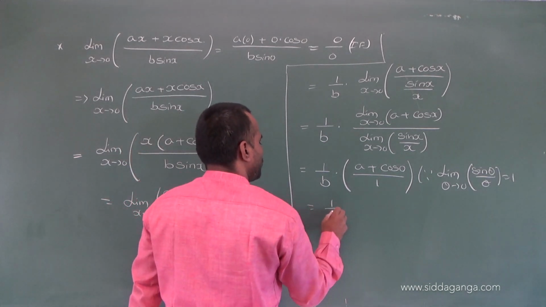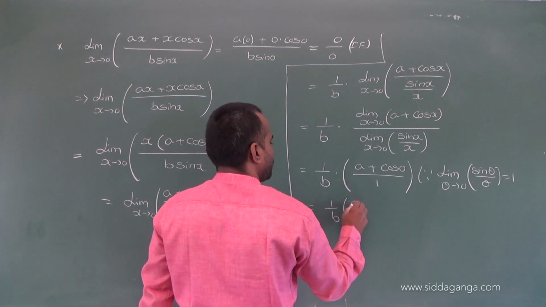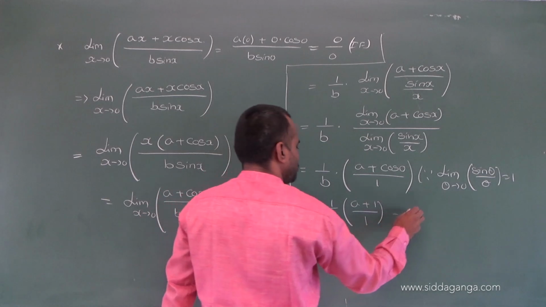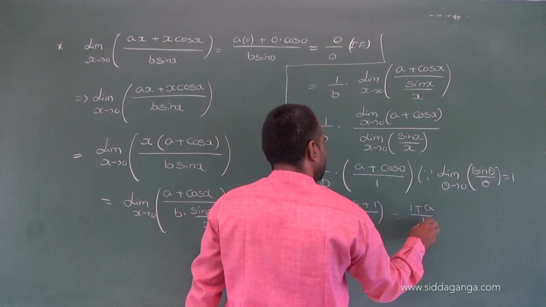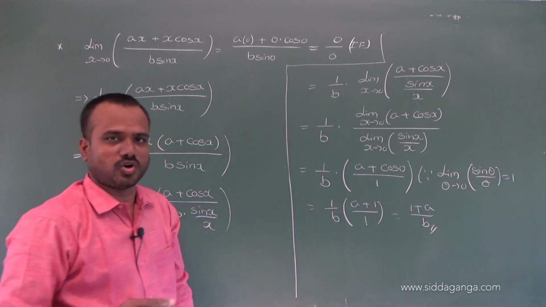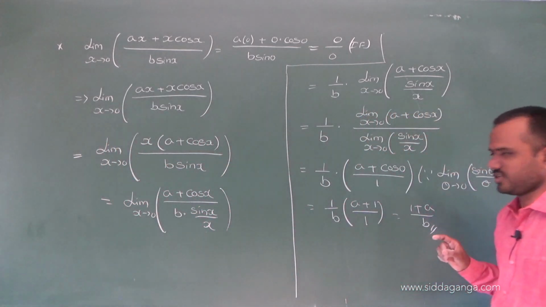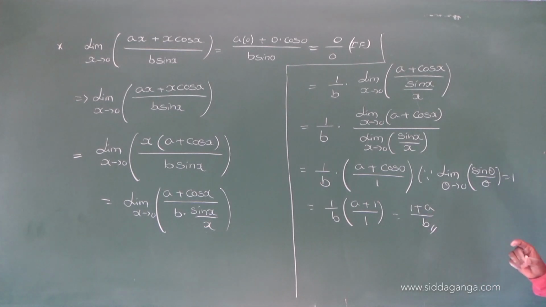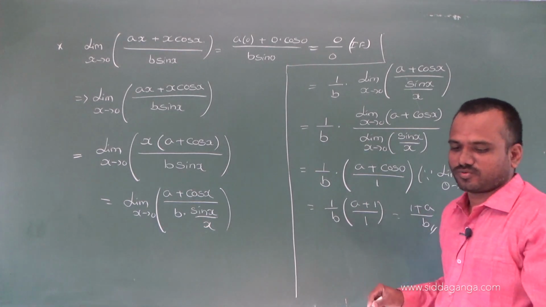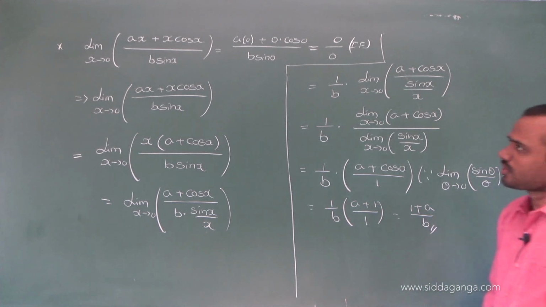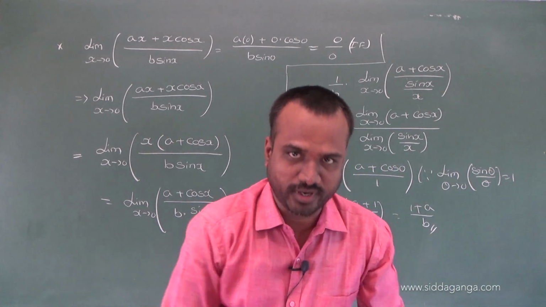Okay, 1 divided by b, a plus 1, since cos 0 is 1. So the answer is 1 plus a divided by b. See this problem, 1 plus a divided by b. This is a very important problem. Next problem, very important one.